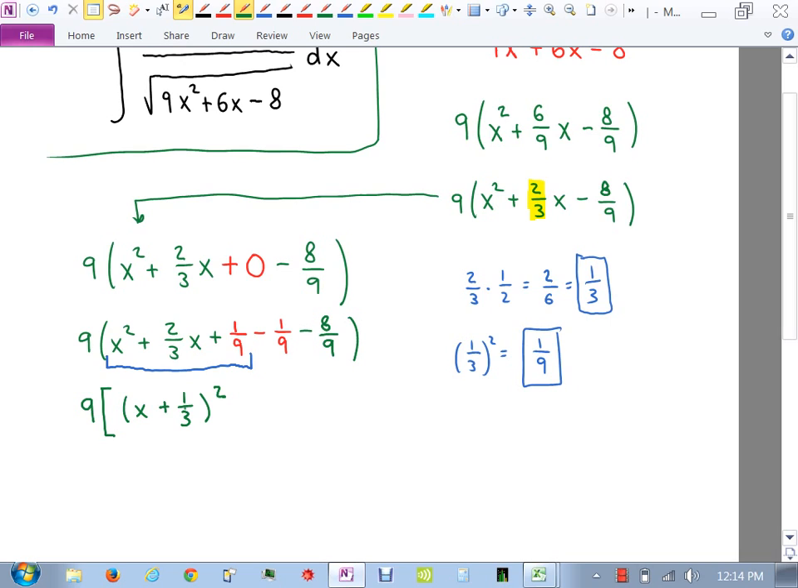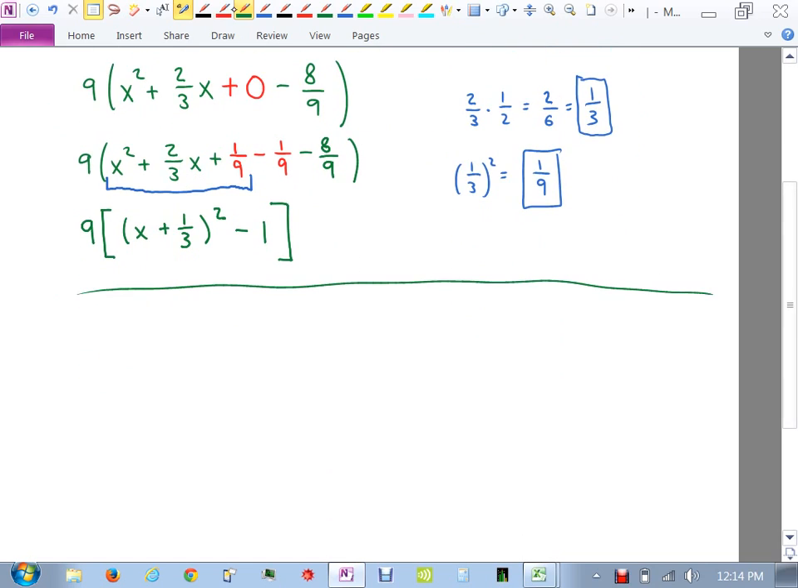So that's the blue. But what's still sitting out here? Minus 9/9? So minus 1? Yeah. That's looking better now. Are y'all with me? Let's go back to the original integral now. And I'll just do it right here.